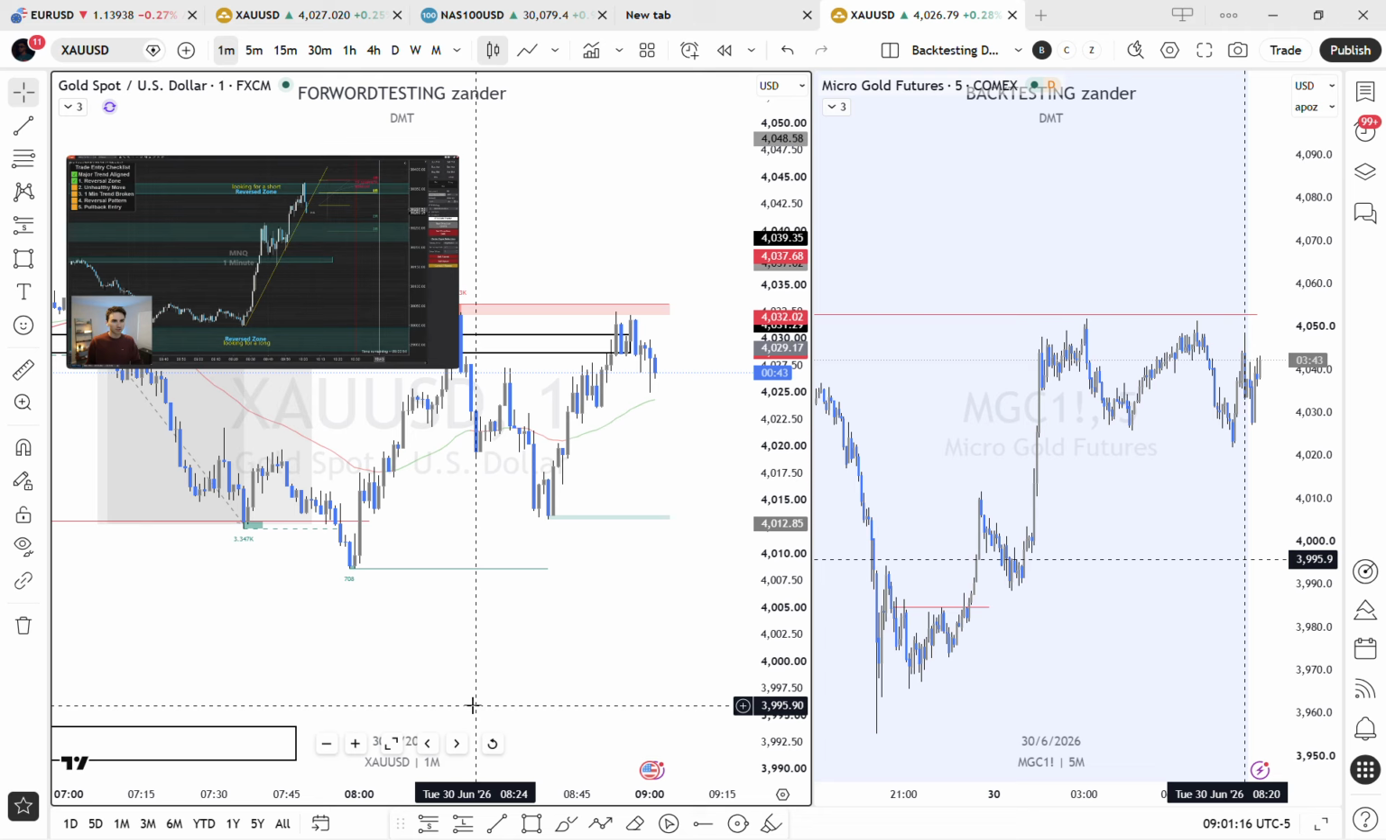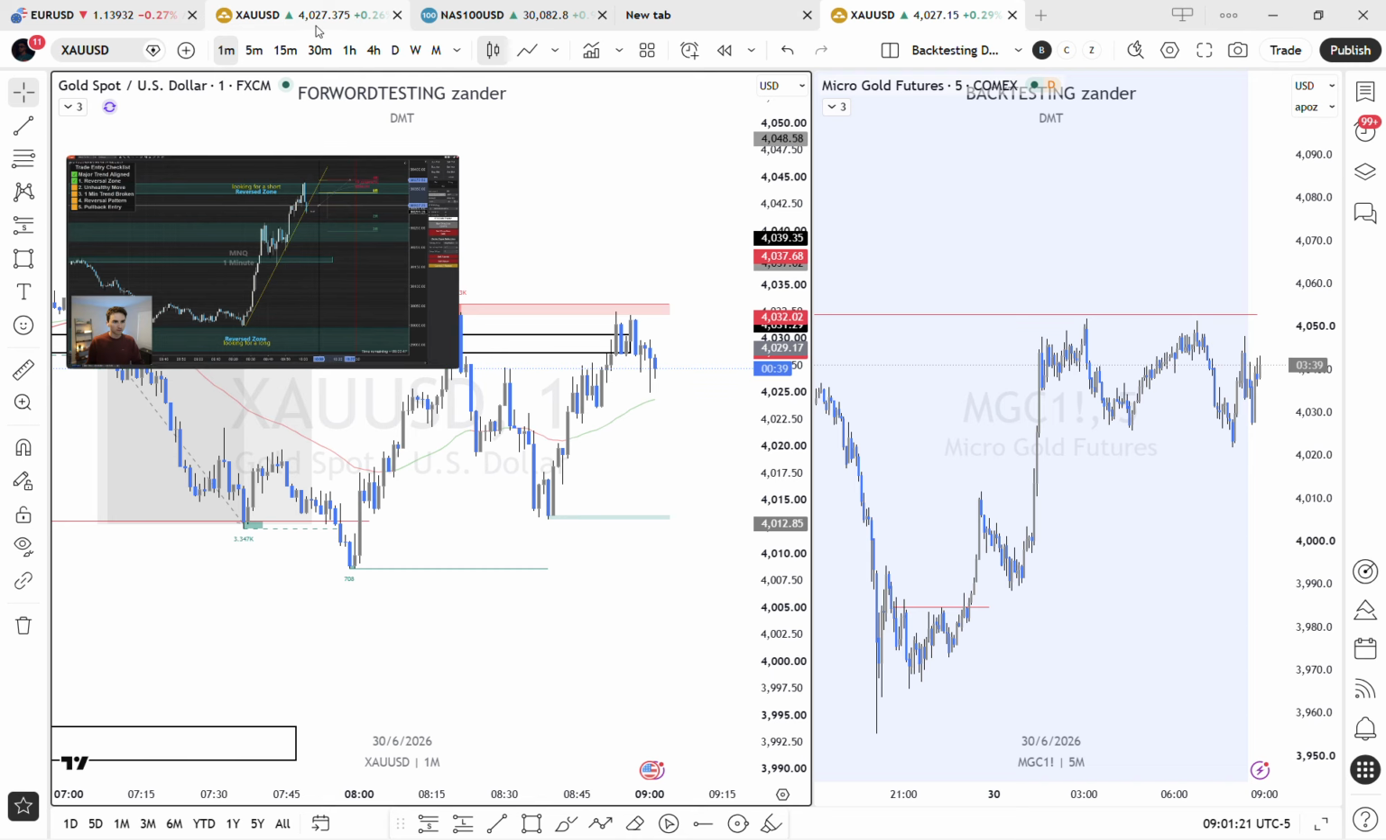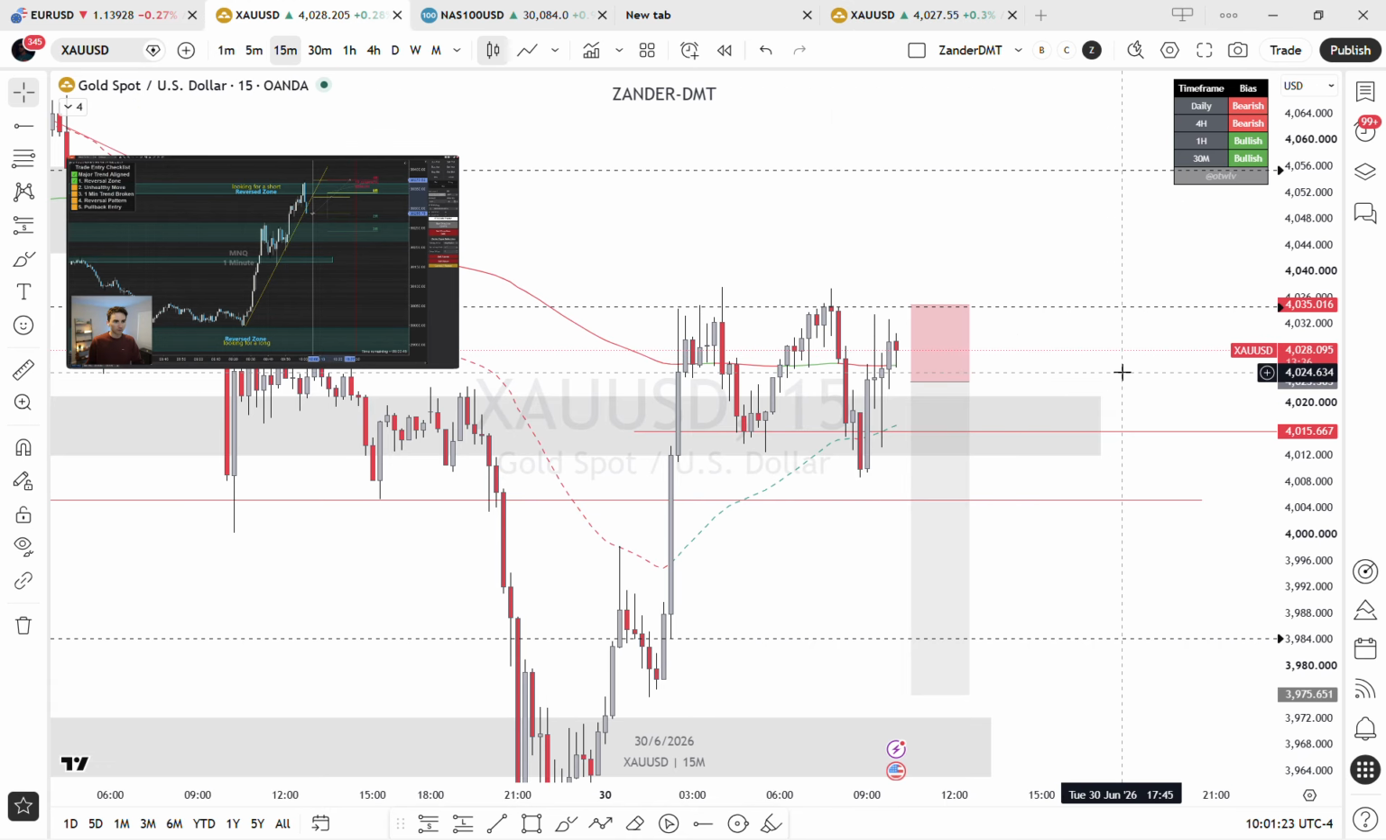Based on my entry styles, I would jump in on a pullback here. We broke this uptrend. If this pulls back and does this, that looks really good. It might just sell off a lot, which would be kind of a bummer. It could pop down here and that could be a little support.